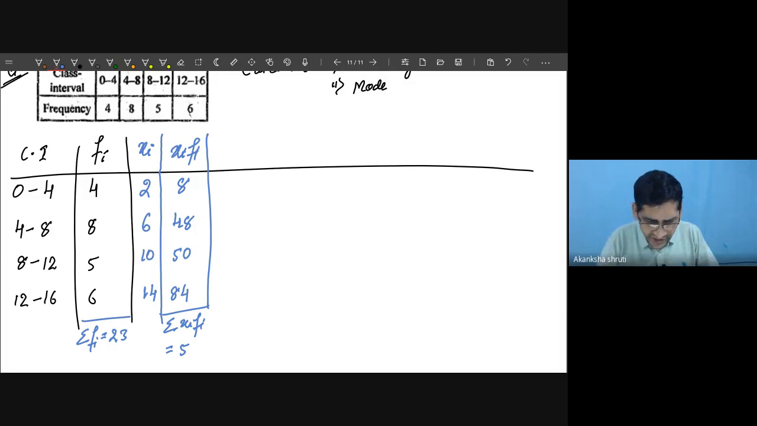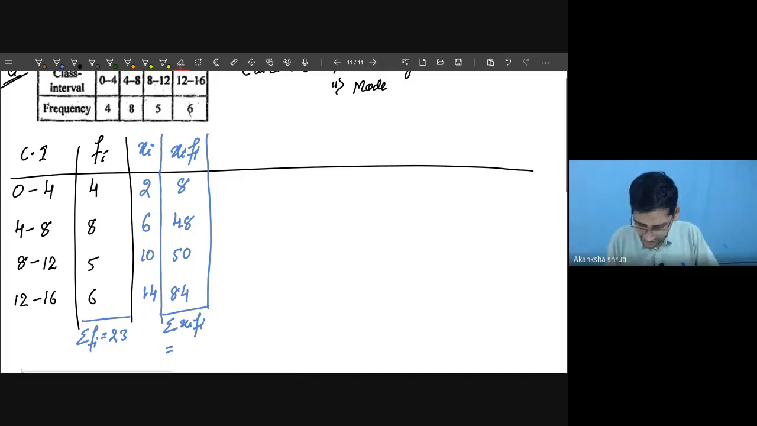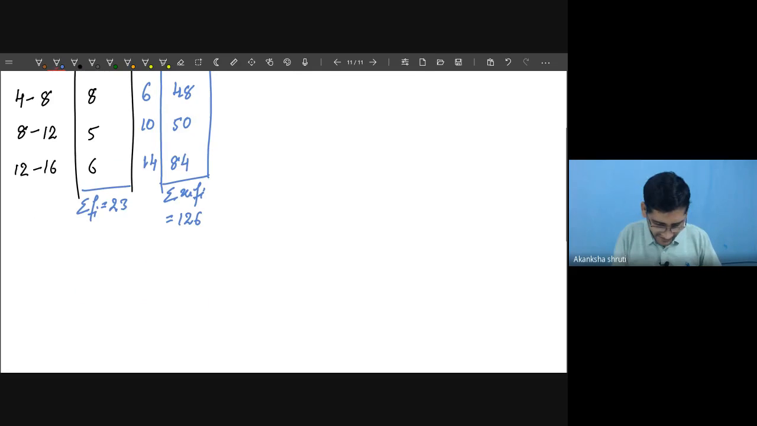Not 500. How it can reach? Yeah. What you are speaking? Tell me. 126. Good. So it is our 126. Therefore, I will calculate everything.